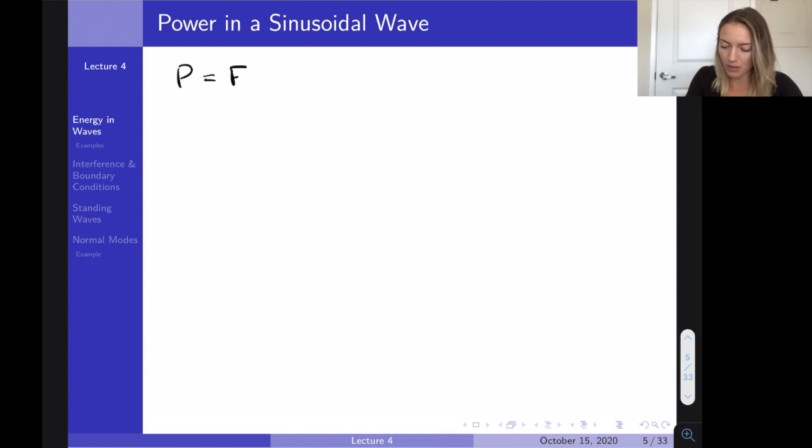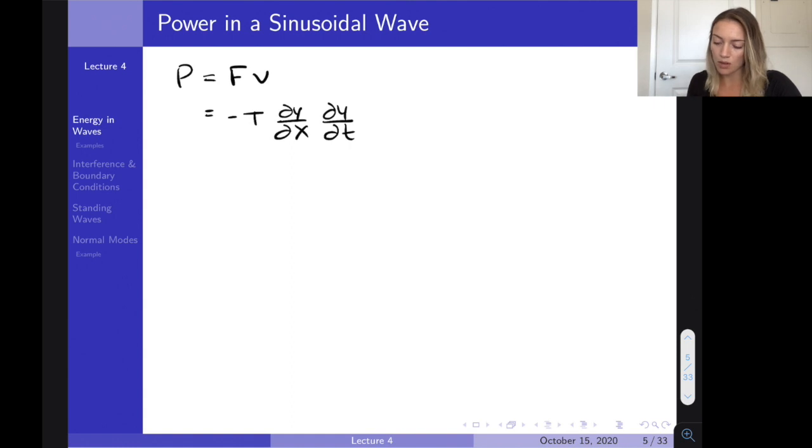We had power is force times velocity. They're both in the y direction now, so we can forget about the dot product and just multiply when they're in the same direction. So we have the force we said was negative T dy dx, and the velocity we know is dy dt, right? It's the derivative with respect to time. So now we can just take some derivatives.